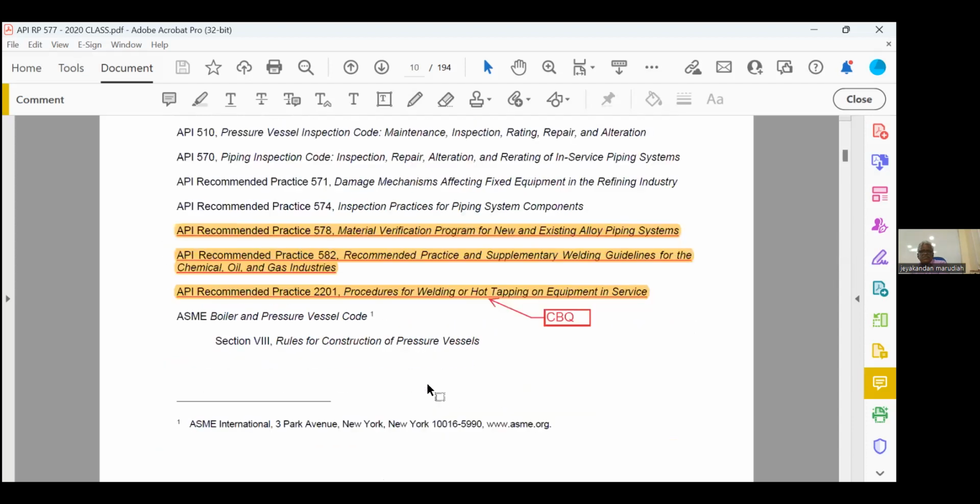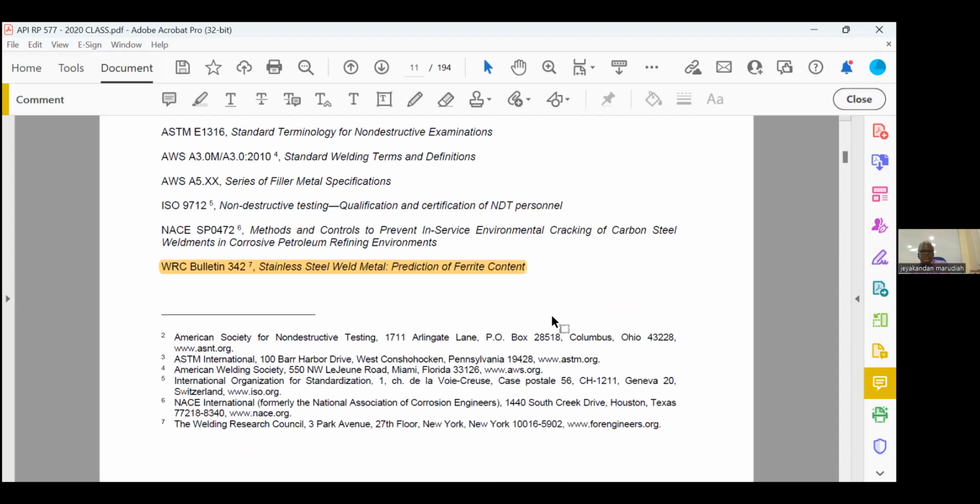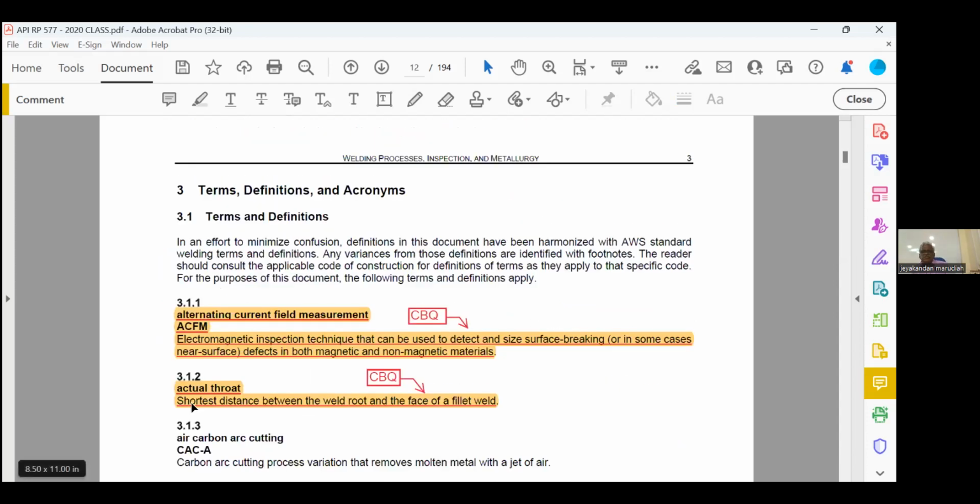And these are the same only. That's why I'm skipping. 2201 you already know that. No need to highlight. Then straight away go to page number 3. What is ACFM? This is the definition of ACFM. An electromagnetic inspection technique that can be used to detect and size surface breaking, in some cases near surface, defects in both magnetic and non-magnetic materials. You remember, during the 510 class I told you the difference between ACFM and MP: MP we can use only on ferromagnetic, ACFM we can use on all conductive material.